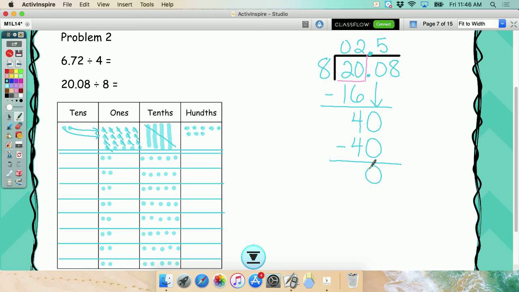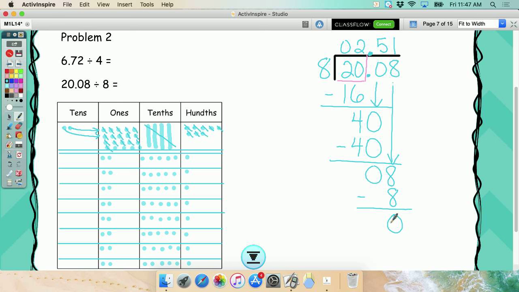Is 0 less than my divisor? Yes. So I can bring down my 8. Now I'm going to put 8 into 8 groups. So how many in each group? 1. Do I have any left over here? No. Okay, cross them all off. So how many in each group, boys and girls? 1. 1 times 8 is 8. And I have nothing left over. That was problem 2. We can get it.